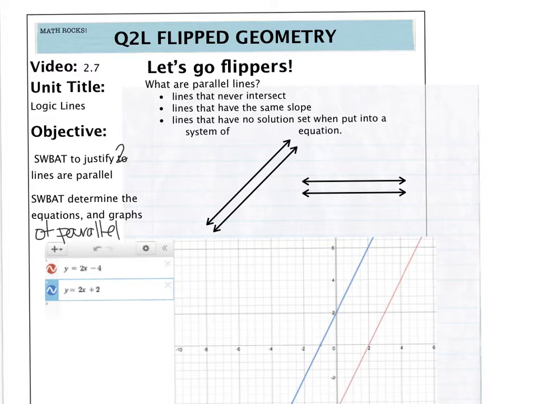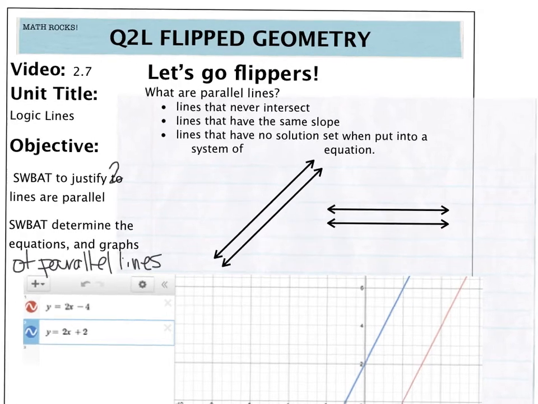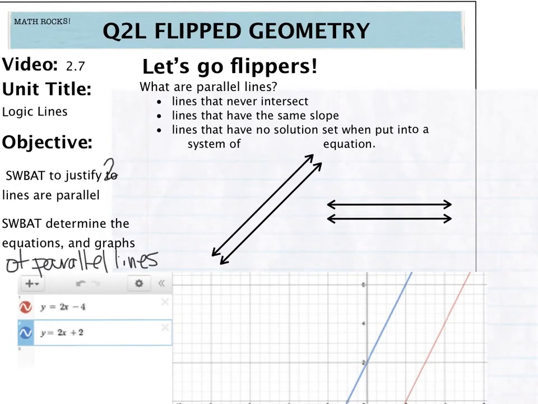So what you're going to actually do, and this is kind of cool when you think about it, is now we're moving into what are parallel lines. So what are parallel lines? Well, they're lines that never intersect, which is really cool. So here are some parallel lines. These lines will never cross. And you want to know why? It's because the lines have the same slope.